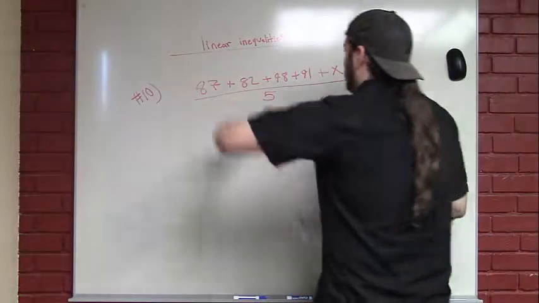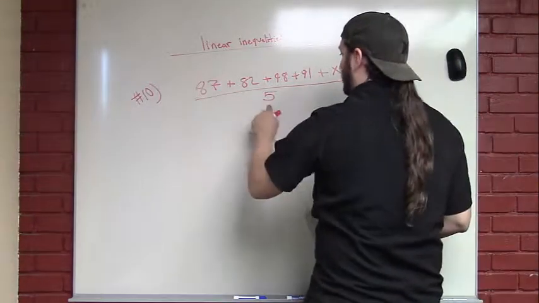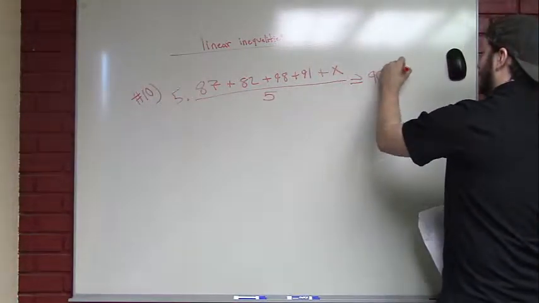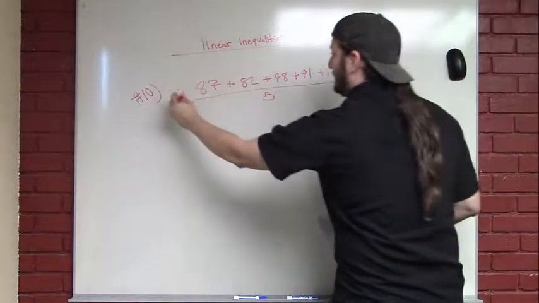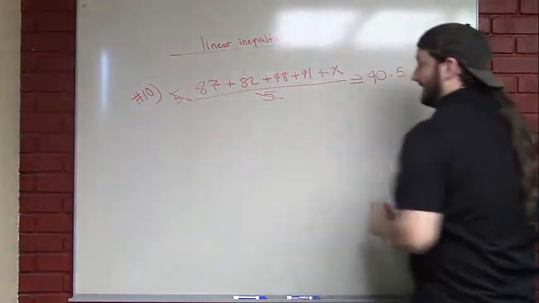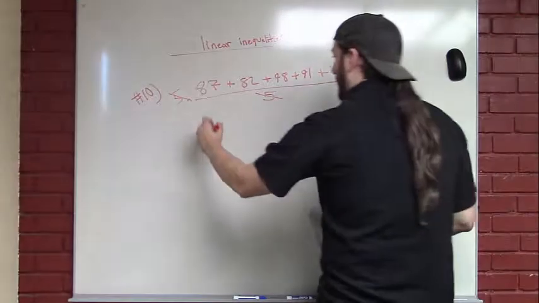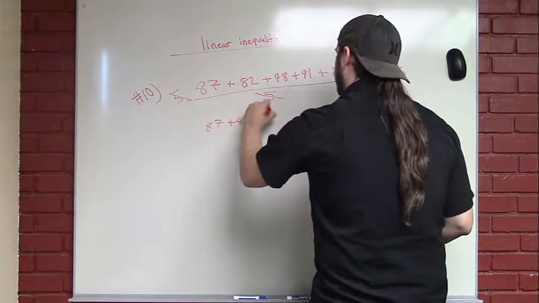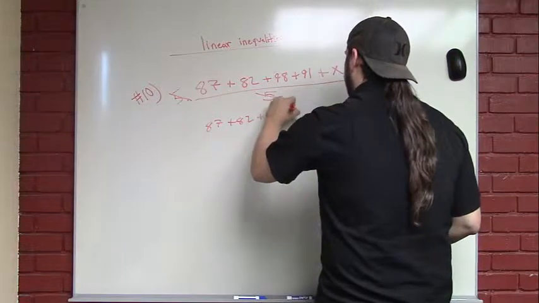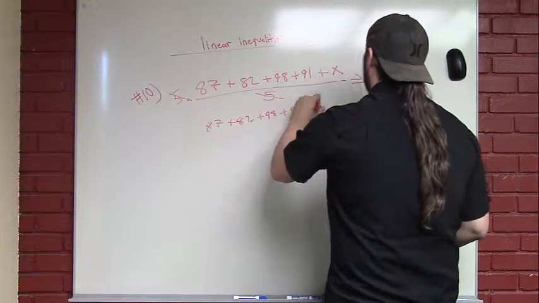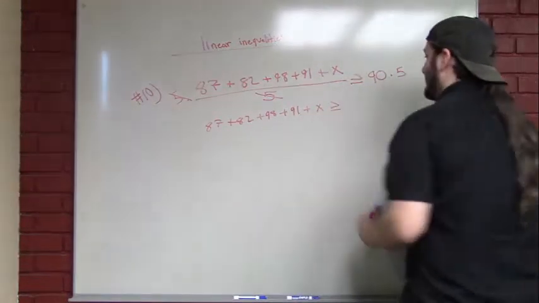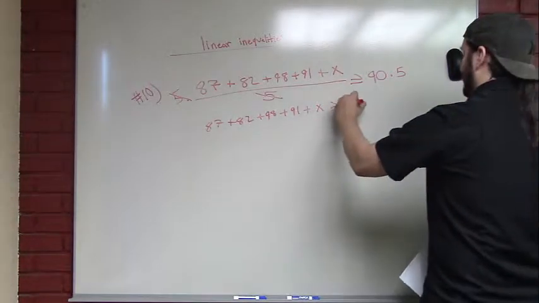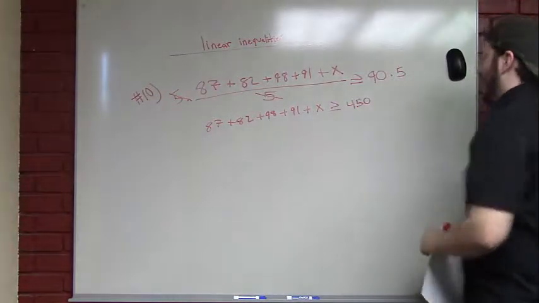So what I would do first is I would get rid of this 5 here. So I'd multiply both sides by 5 because this 5 and this 5 will cancel. And you'll have 87 plus 82 plus 98 plus 91 plus X is greater than or equal to 90 times 5, which is going to be 450.